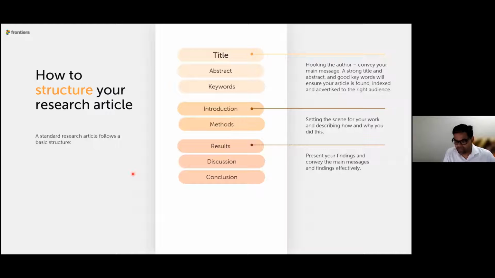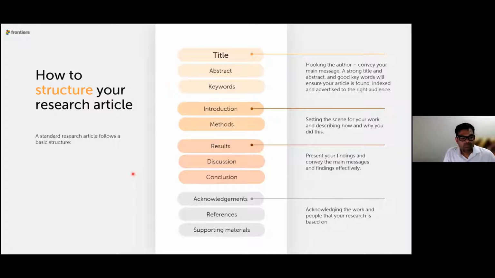Results, discussion, conclusion. Okay, in the past, in conventional journals, I didn't see supporting materials, but nowadays you see supporting materials also, and that's very important. If you have lots of data, we don't always need to include each and every table or piece of data. So that's the place where you can put your extra data and supporting materials. Acknowledgement, we will touch on that, and references.